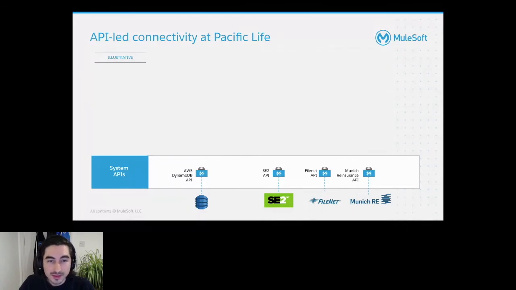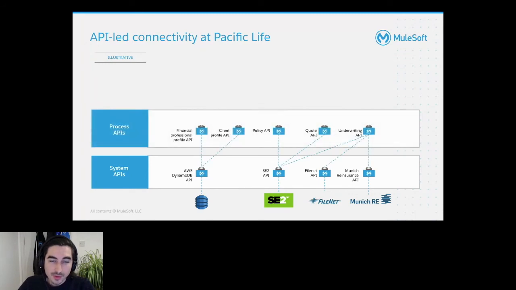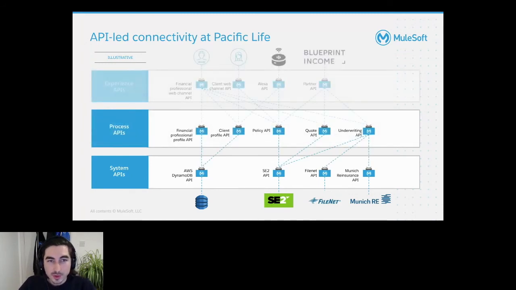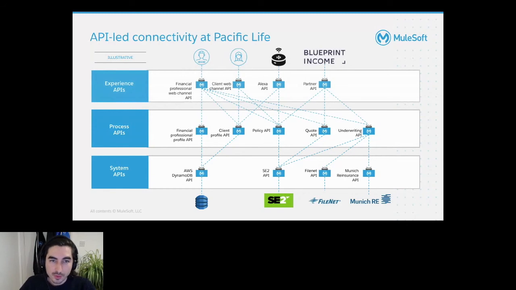SE2, it was the internal monolith system that they created in Pacific Life. It's the core of Pacific Life. And then you have FileNet and Munich RE. Munich RE is one of their providers that is for anything that is rewriting, that is a very complex activity. So without getting too much into the details, what Pacific Life managed to do is to create their own API-led. And that way you have your system APIs, your process APIs, and experience APIs. Is when it becomes clearly easier.